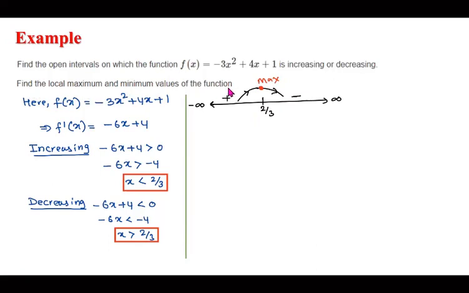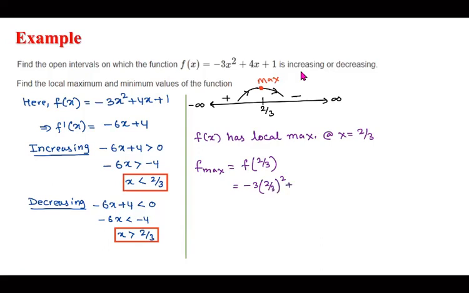Find the local maximum and minimum value of the function. So only a local maximum is possible here. We say that f(x) has a local maximum at x = 2/3. At x = 2/3, the function has the local maximum value. And that maximum value is f max, equal to the value of the function at 2/3. Technically, we have to plug in 2/3 into the given function. So it will be -3 times (2/3) squared plus 4 times 2/3 plus 1. If we simplify this, we should get 7/3. So the maximum value of the function is 7/3, and it occurs at x = 2/3.